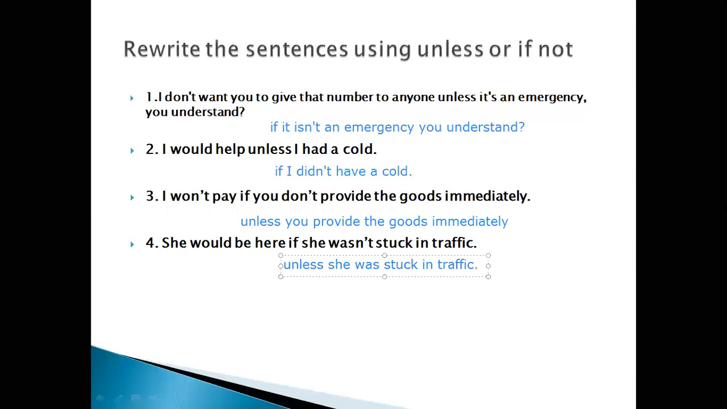So this is our lesson for today. I hope that you enjoyed this lesson. It's simple and easy and related to your previous lesson, conditional sentences.